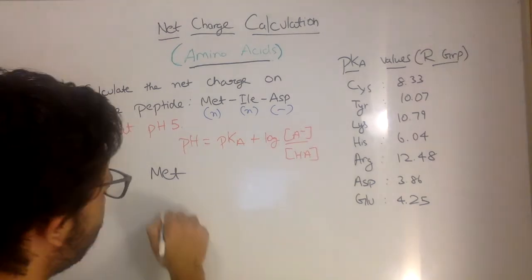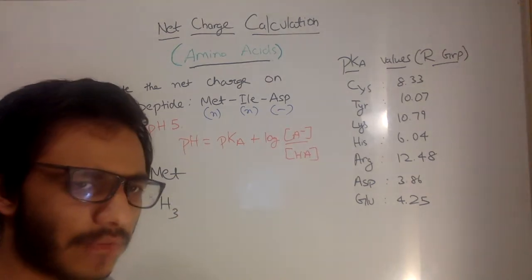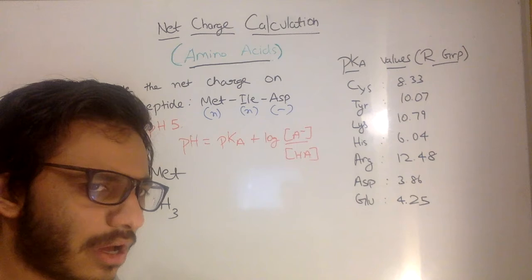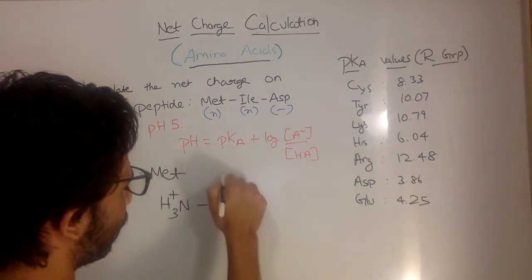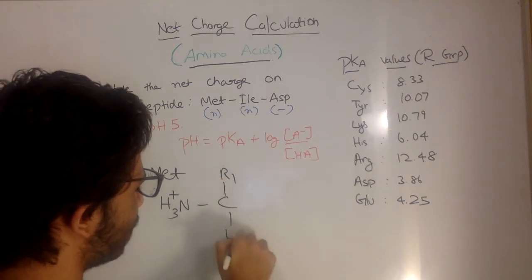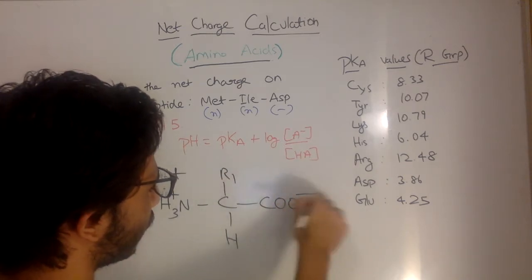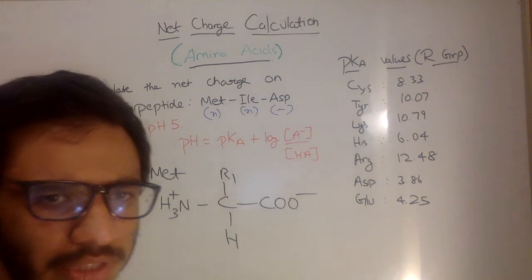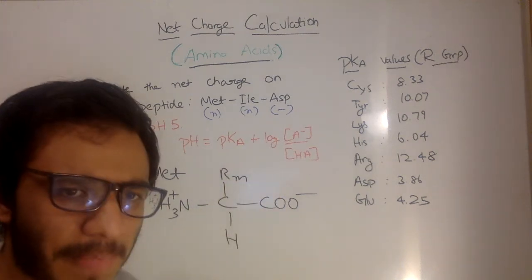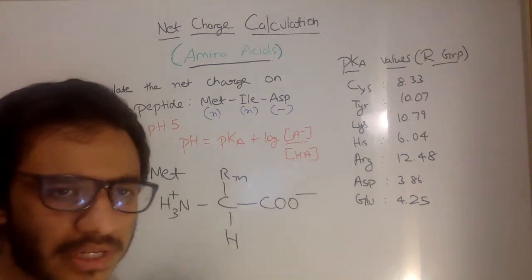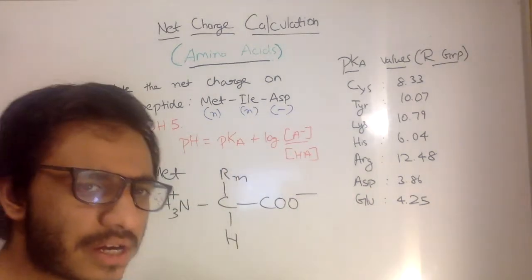In one amino acid, we don't have peptide bonds, right? We don't have the amide CONH bonds. We only have one amino acid. So this is how amino acids usually exist. This is the R group of, let's say, methionine, and this is how amino acids usually exist in their native state.